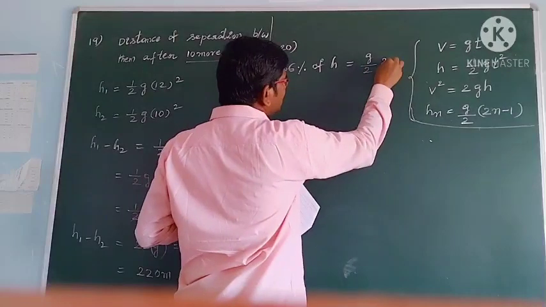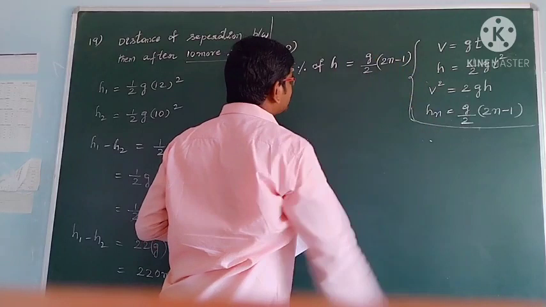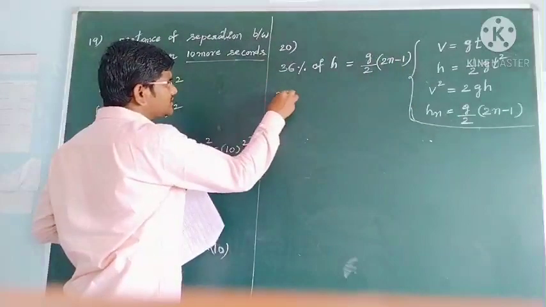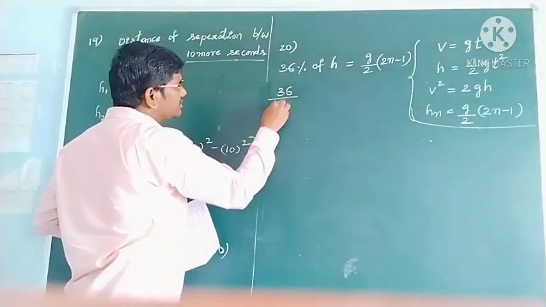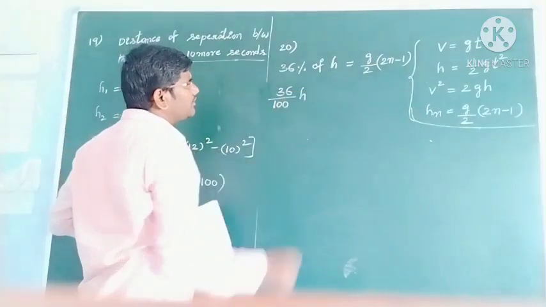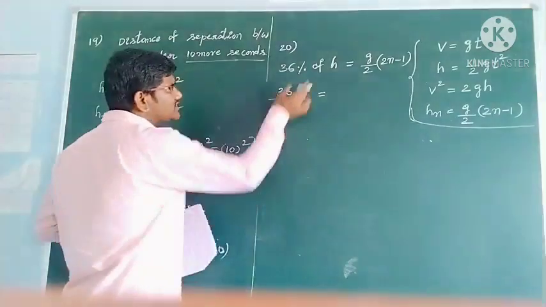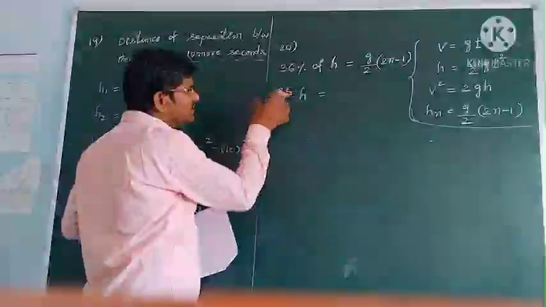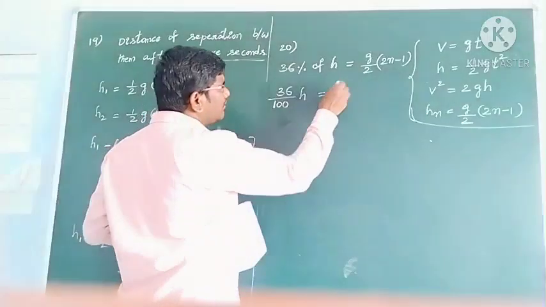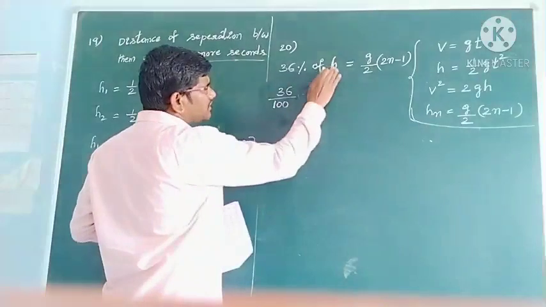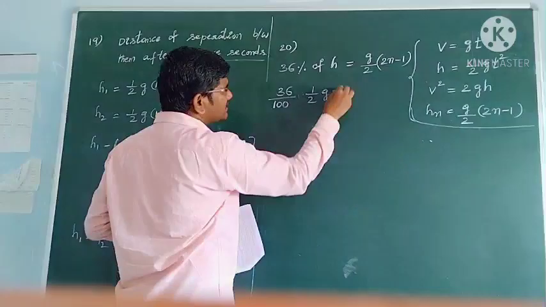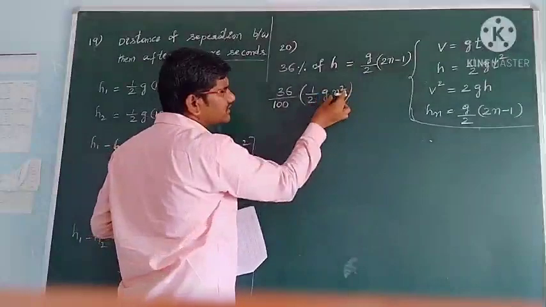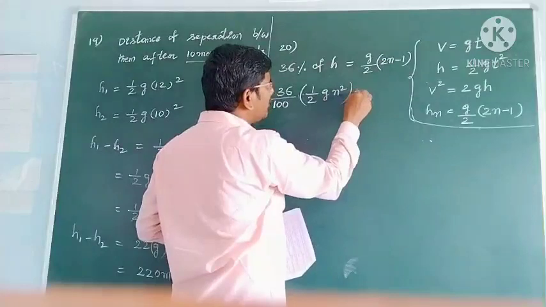Last second of its free fall means g by 2 into 2n minus 1. So 36%. Okay students, percent means per every 100. Then 36 by 100 into h is equal to 36% of the total height. This height is for how many seconds? Half g t square, t square means n square. Total time you are taking is t seconds, t is n, and this is the height fallen in the nth second.